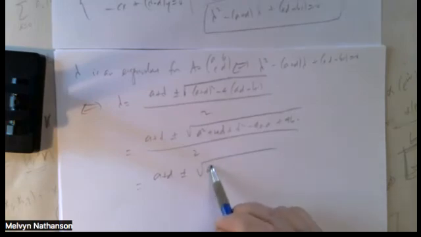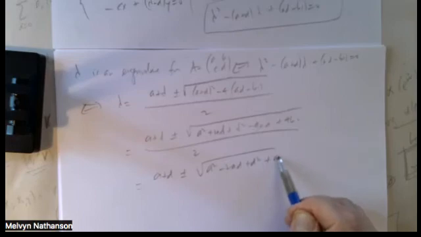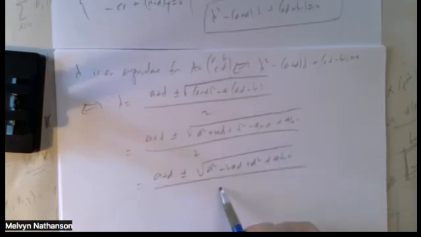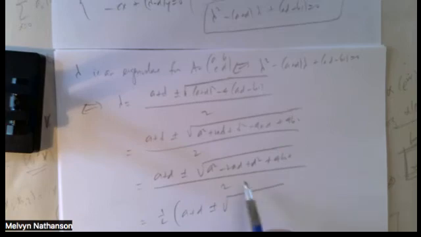So this is a plus d plus or minus the square root of a squared minus 2ad plus d squared plus 4bc over 2, which is, let me just bring out the 1/2. 1/2 times a plus d plus or minus the square root of (a minus d) squared plus 4bc.